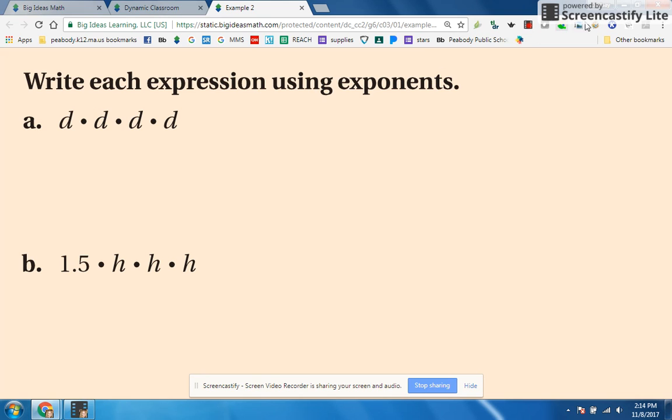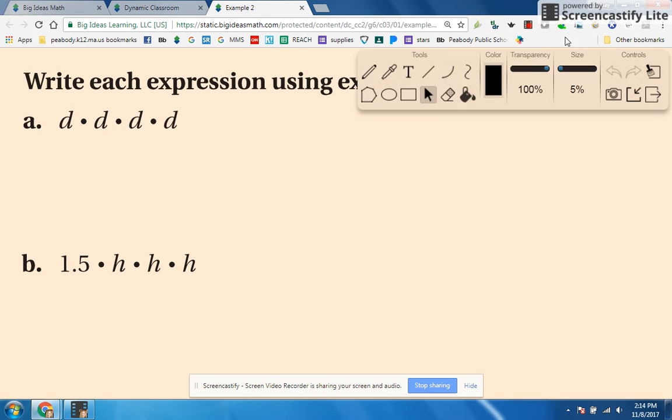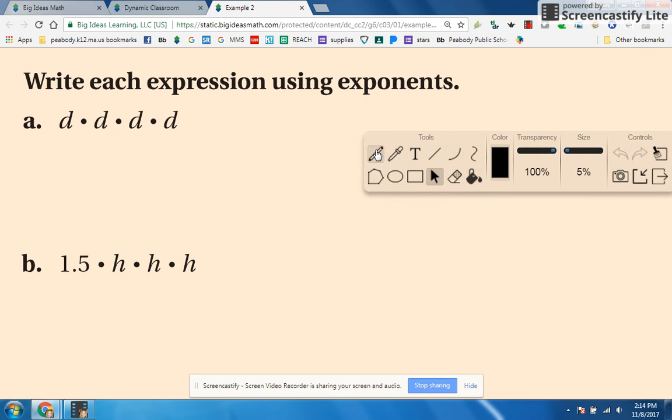We're going to write an algebraic expression using exponents. So let's take a look at this one. It says write each expression. Just like we did this in the beginning of the year, if anyone remembers, with smiley faces and frownies and stuff. So the letters, it's the same thing. The letter being multiplied is d, so that's the base. There's 4 of them, so d to the 4th power. This one, the base is going to be h because it's being multiplied by itself 3 times. And this one's going to have a coefficient because you're just going to put the 1.5 right in front of it. So it's 1.5 times h to the 3rd power.